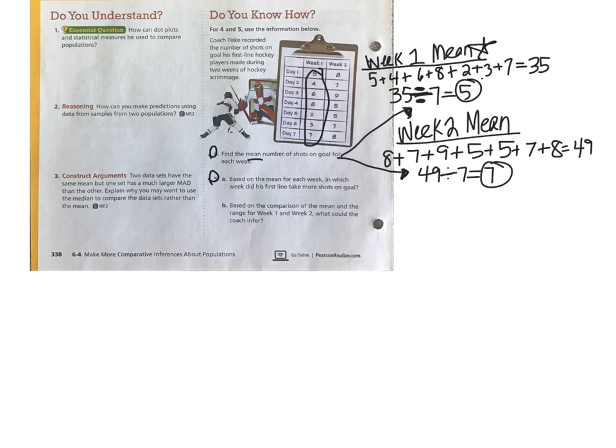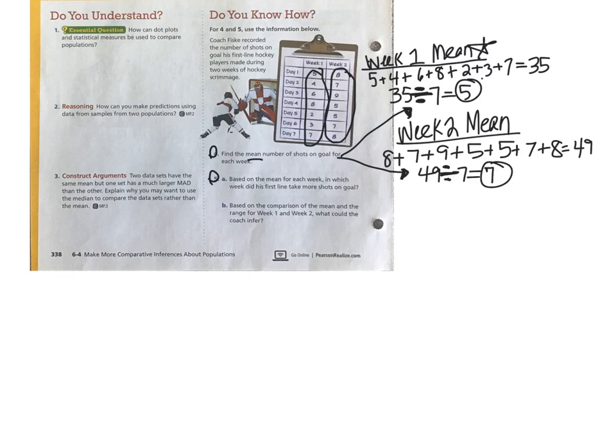For week 2, we're going to do the exact same thing. We're going to add up the week 2 data values, 8, 7, 9, 5, 5, 7, 8, equals 49, and divide that by 7 and get a mean of 7.